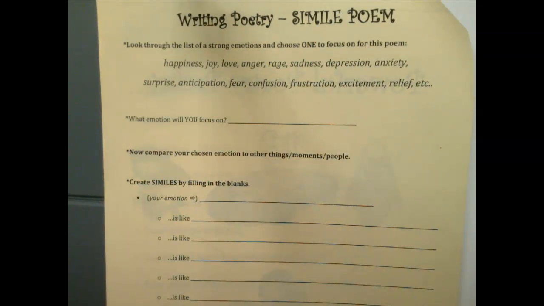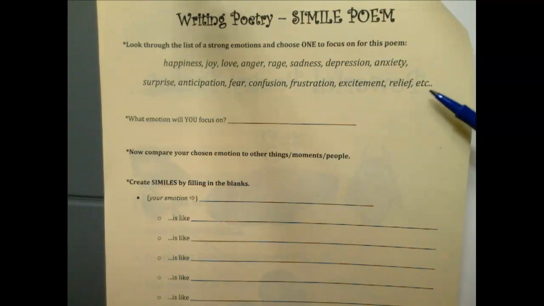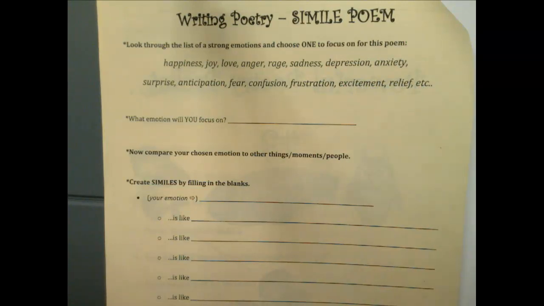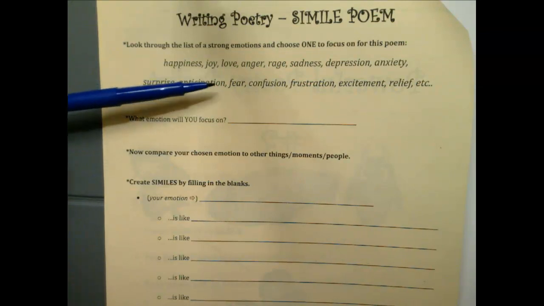To anchor our simile poem, we are going to focus on a strong emotion. So look through the emotions listed here and try to choose one that you think you could write your poem about. Now, you could also pick an emotion that is not on the list. So if you think of something that you don't see here but you'd like to use instead, that's fine. I am going to use fear.